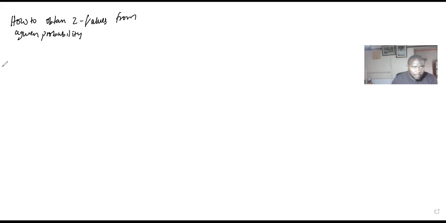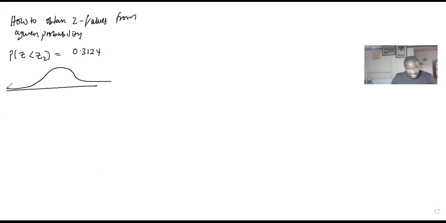and to review a little, when given, for example, the probability of Z less than Z2 equal to 0.3124. We said if it's less than and it is very small, less than 0.5, it goes to the left, to the negative side. Reason being, as it is less than, it cannot go beyond 0.5, so it will be on this side. So that's where the probability of 0.3124 is.